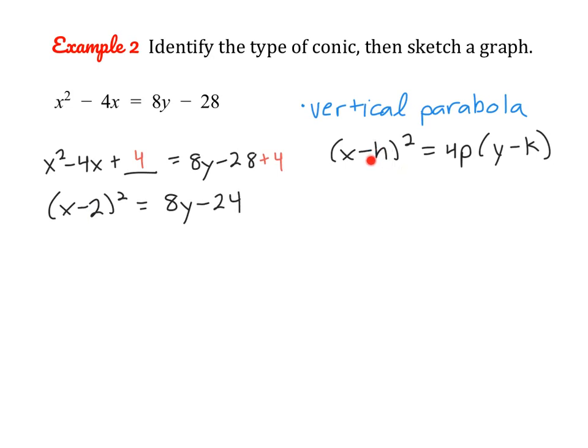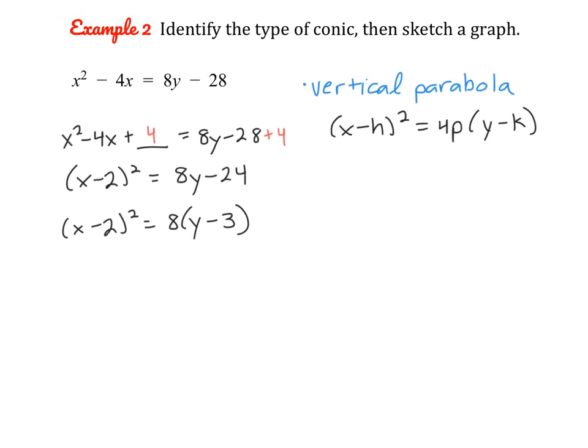So we're almost there, but notice that we do need to factor out any coefficient of y, so it's just 1y inside your parentheses. So here we can factor out an 8, and we get 8 times (y minus 3). And now this is in our standard form.